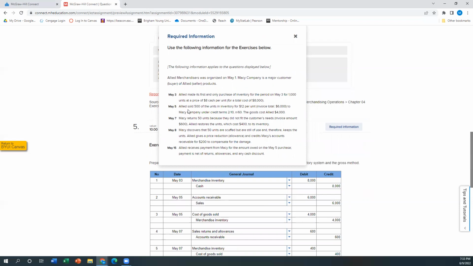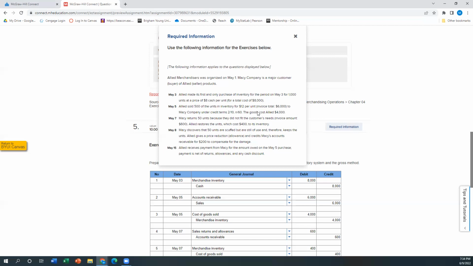On May 5th, Allied sells 500 units for $12 per unit, so a total of $6,000, to the Macy Corporation with credit terms of 2/10, net 60. The goods cost Allied $4,000. So this is important. Whenever we're the seller, we have to do 2 entries. We have to do an entry to record our cost and the reduction of our inventory, but we also have to do an entry to record the revenue we've earned and either an increase to our cash if we're being paid cash, or an increase to our accounts receivable if we haven't yet been paid.